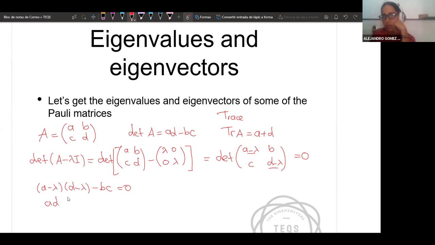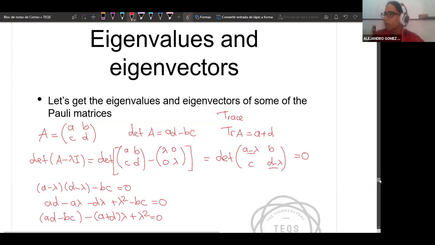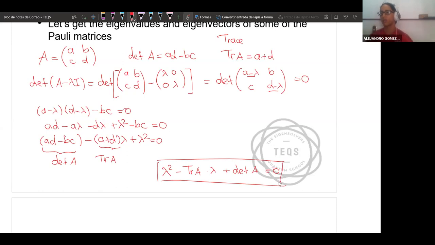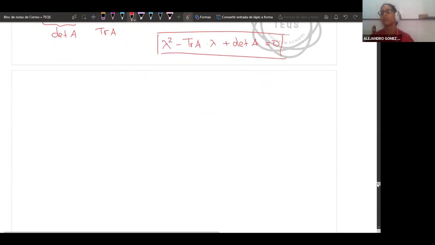We can expand those terms: AD minus A lambda minus D lambda plus lambda squared minus BC equals zero. And this is the trick. So this is AD minus BC, minus A plus D times lambda, plus lambda squared equals zero. And the first term is just the determinant of A, and the second one is the trace of A. So the characteristic equation is lambda squared minus the trace of A times lambda plus the determinant of A equals zero. So this is our characteristic equation for a 2x2 matrix. And we're gonna use this result to compute the eigenvalues of, let's take the X matrix.